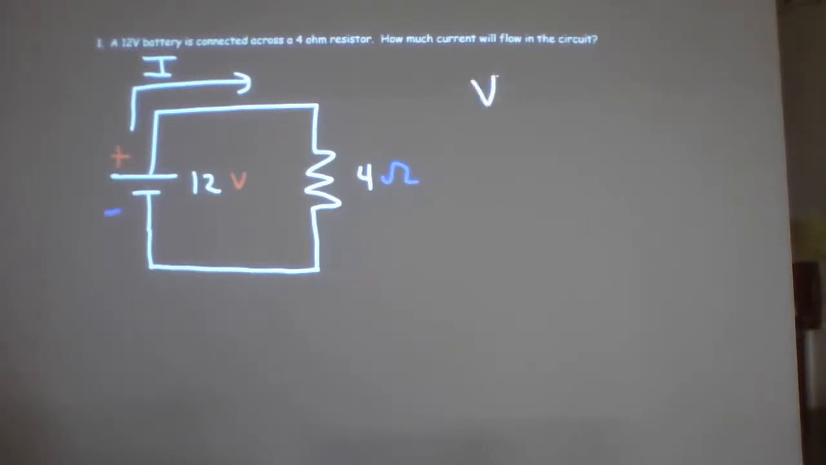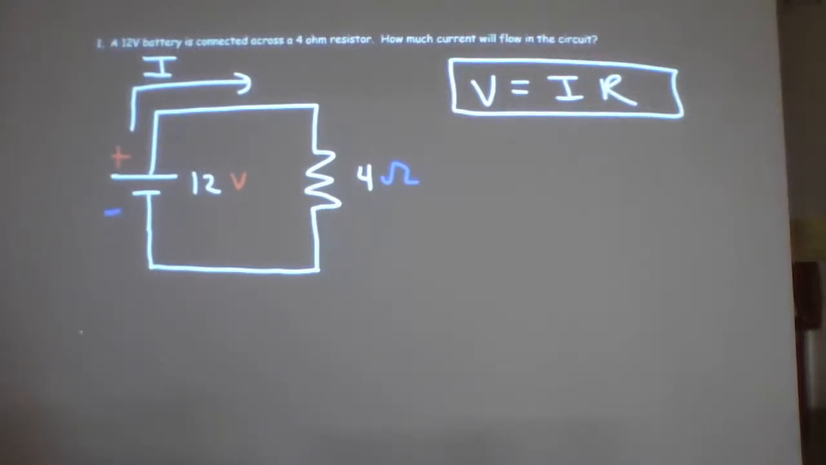Now, using Ohm's law, V is equal to IR, we can get the answer. I like using it in this form because I can easily solve for any variable that I need, just using some simple algebra.